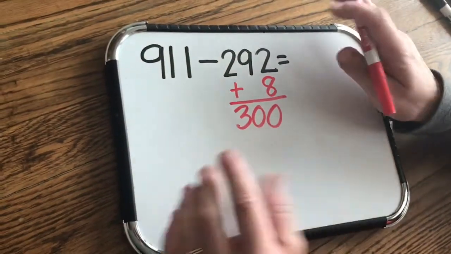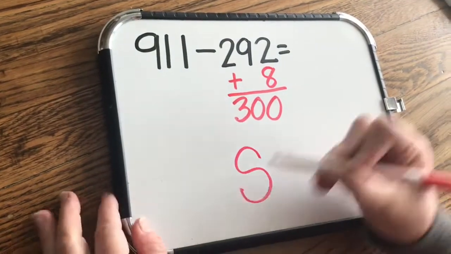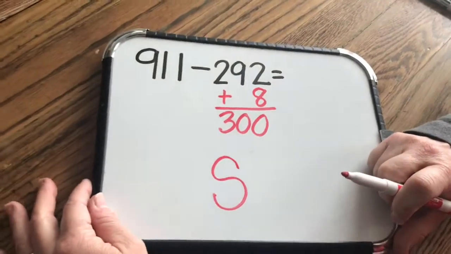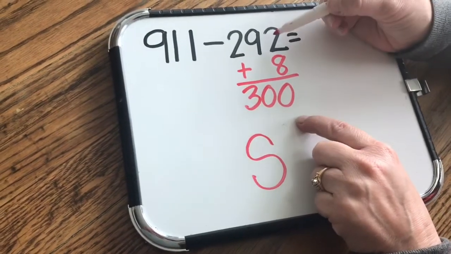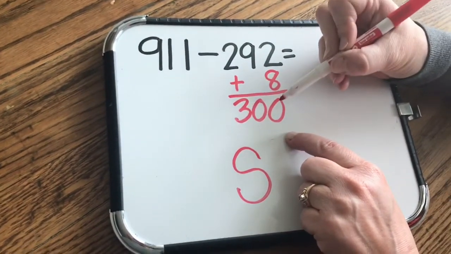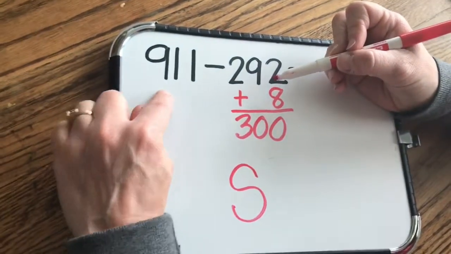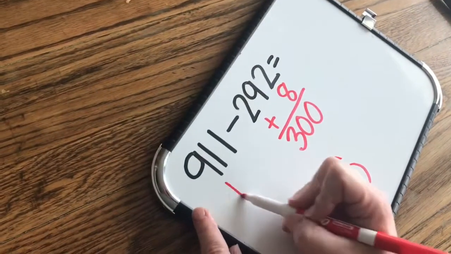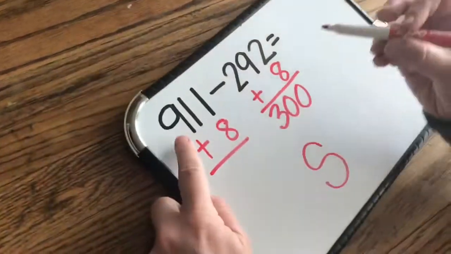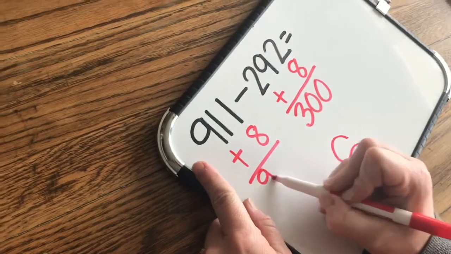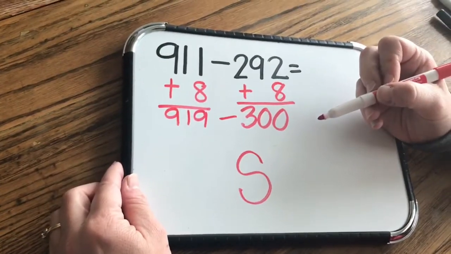Now remember, this is subtraction, and we think of the letter S when we use compensation with subtraction. Subtract, change the subtrahend into an easier number to take away, and whatever you do to the subtrahend, do the same thing to the minuend, the big number. So that means I have to add 8 to 911 too. 911 plus 8 more equals 919. And look at this super easy equation.